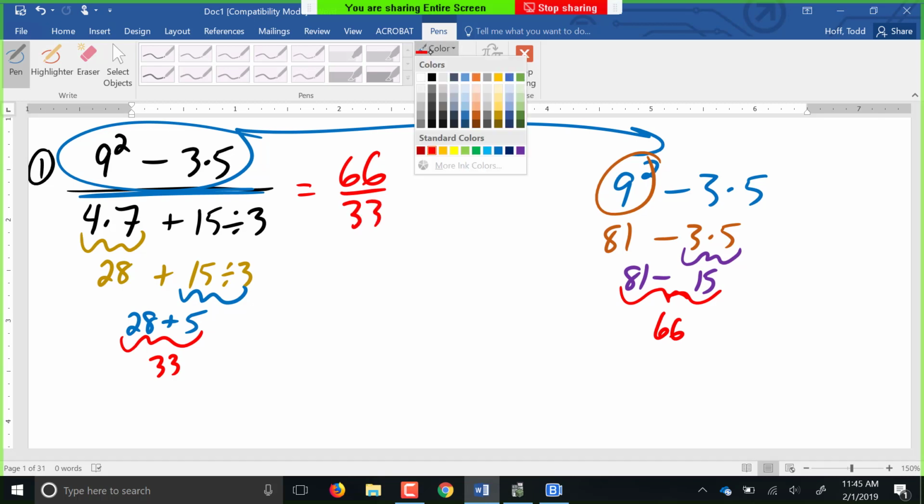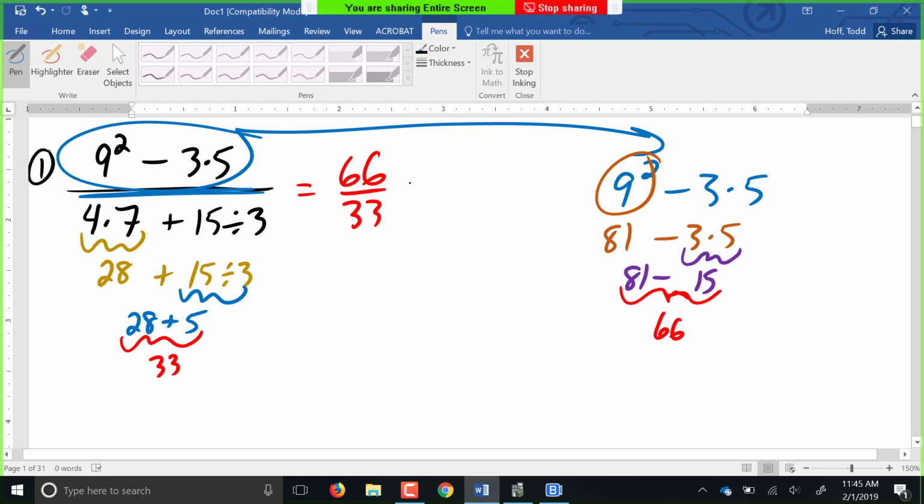So now that we've reduced both the top and bottom to a single number, we divide out, and of course 66 divided by 33 is 2. Perfect. We just did this first example of order of operations for you.